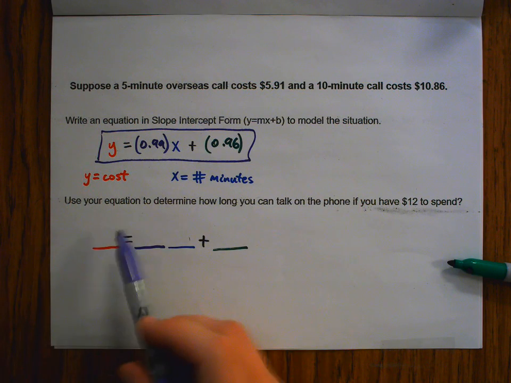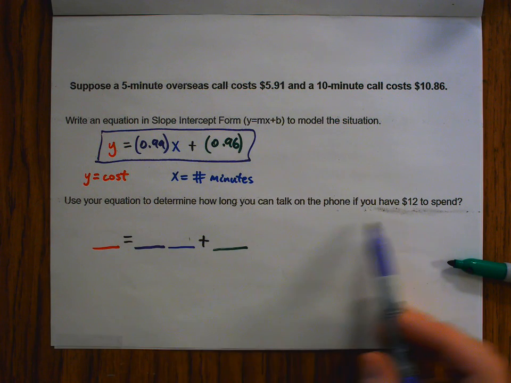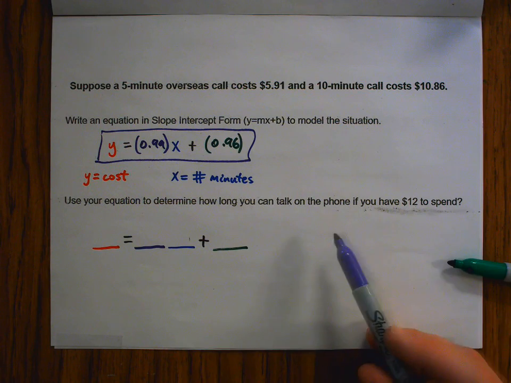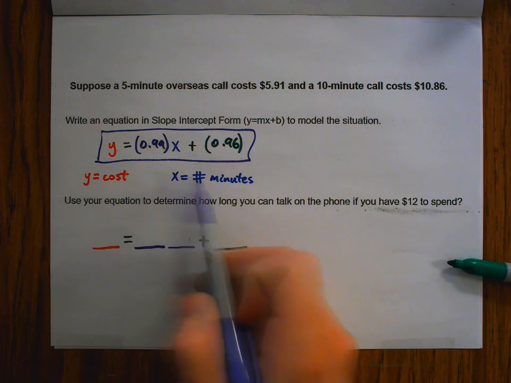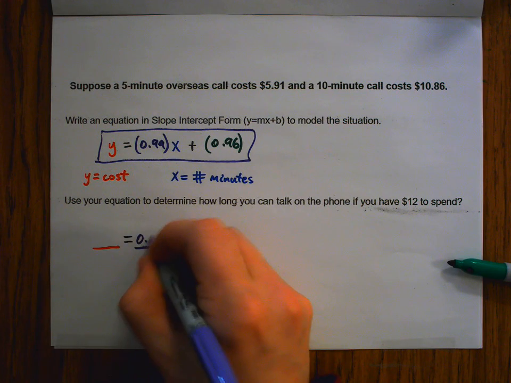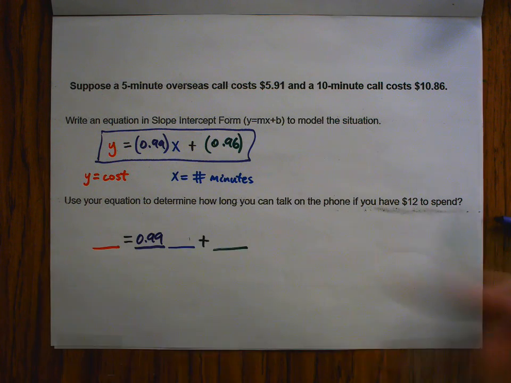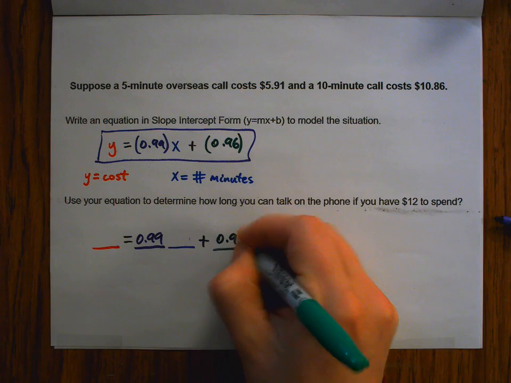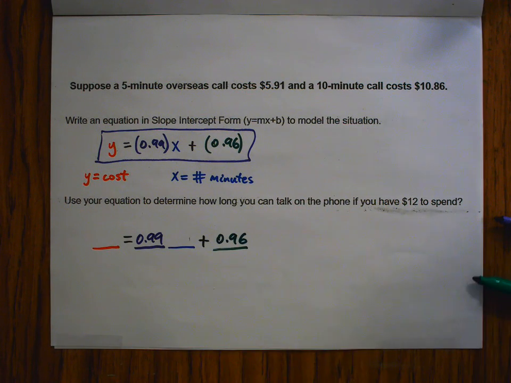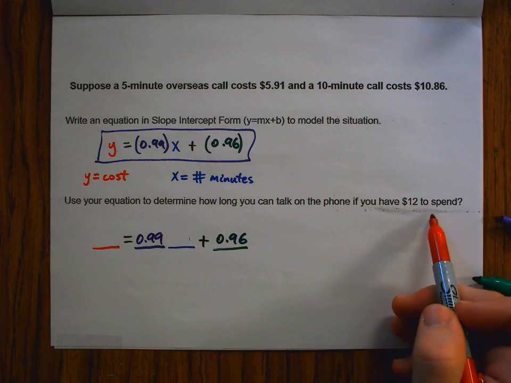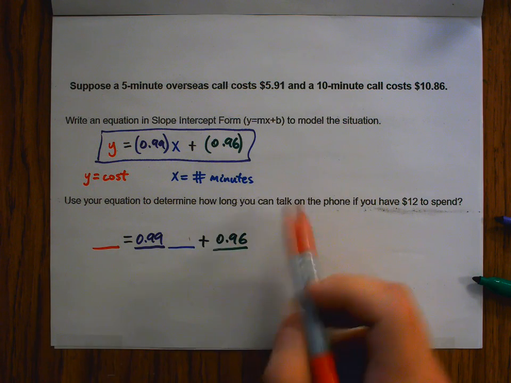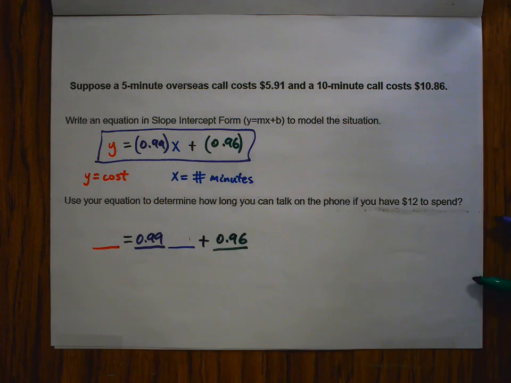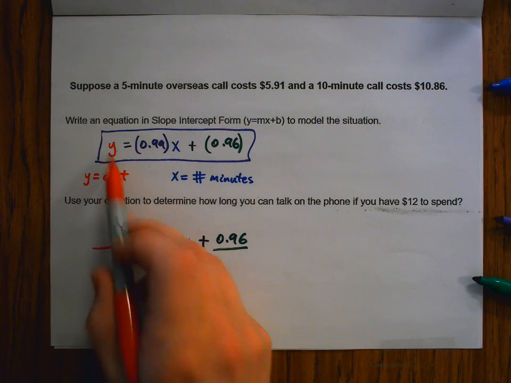Now use your equation to determine how long you can talk on the phone if you only have $12 to spend. The question is, what do we put in place of x or y? Well, first let's fill out, here's your slope, here's your y-intercept. Now let's think about this. It says you only have $12 to spend, and it wants to know how long you can talk on the phone. How long you can talk is a number of minutes, so we're trying to solve for x, which means the $12 has to go in place of y, the cost.